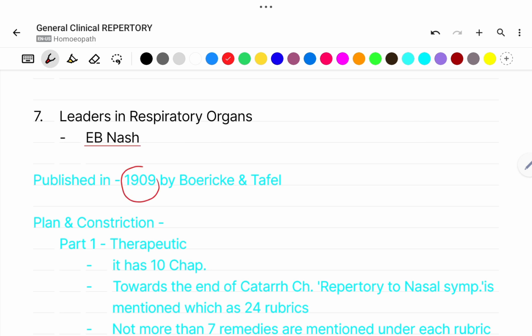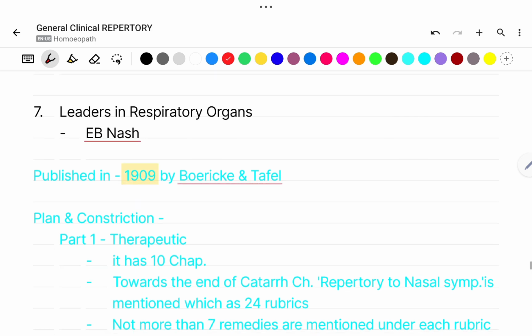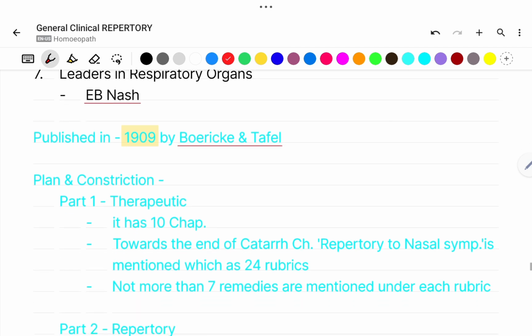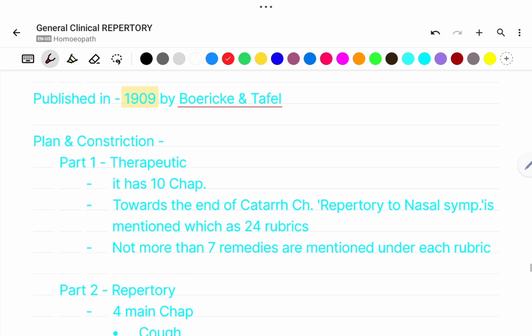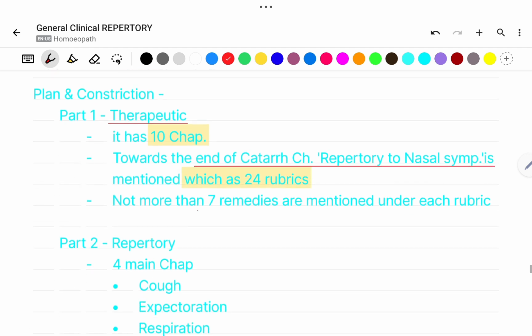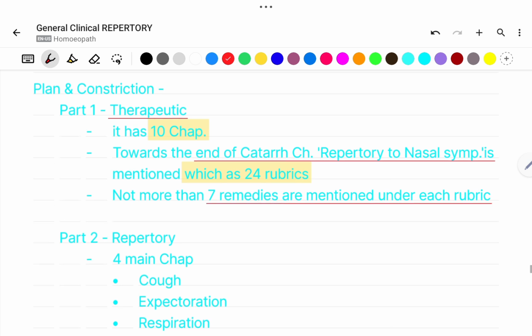Published in the year 1909 by Borick and Tuffel. Plan and construction. It has two parts. First part is therapeutic part, which has 10 chapters in it. Towards the end of catarrh chapter, repertory to nasal symptom is mentioned, which has 24 rubrics. Not more than 7 remedies are mentioned under each rubric. So every rubric has maximum 7 remedies under it.